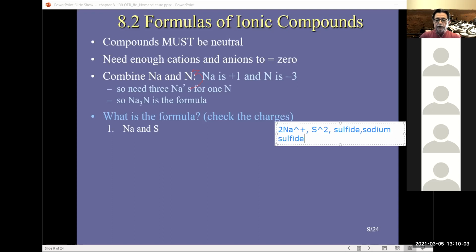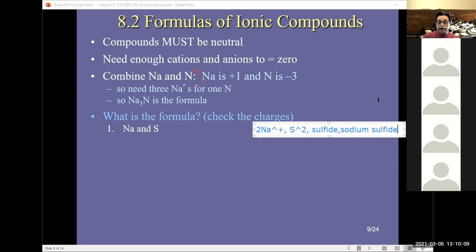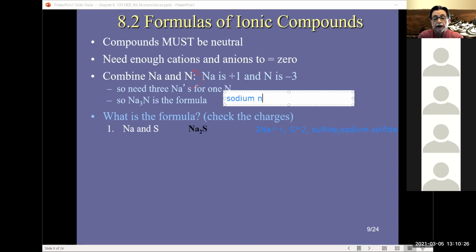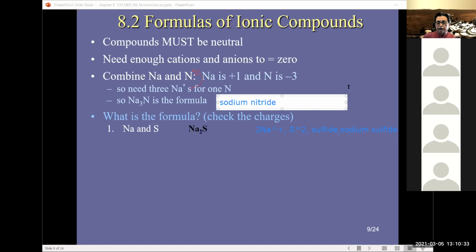If I need to name them, I put it down there so that I'm ready for it in case I need to know the name. Okay, so there's a formula with the name sodium sulfide. The top one up here, the sodium nitride, its name was sodium nitride. The name changed from nitrogen to nitride when it became ionic nitrogen.